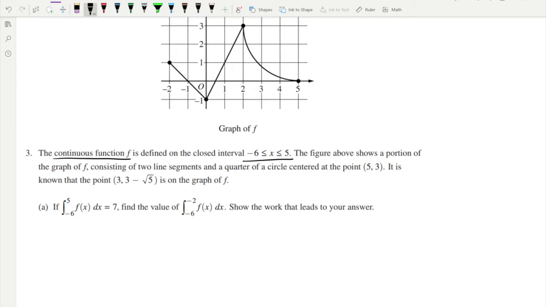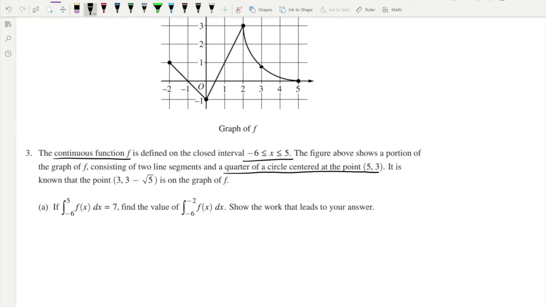The figure above shows a portion of the graph of f consisting of 2 line segments and a quarter of a circle centered at (5, 3). They're saying this part here is a quarter of a circle, and that's probably going to be important later. They wouldn't just tell us that for nothing. It is known that the point (3, 3 minus root 5) is on the graph of f.